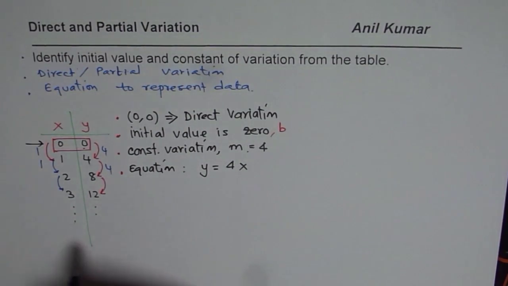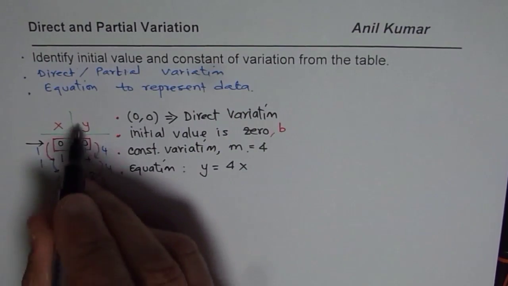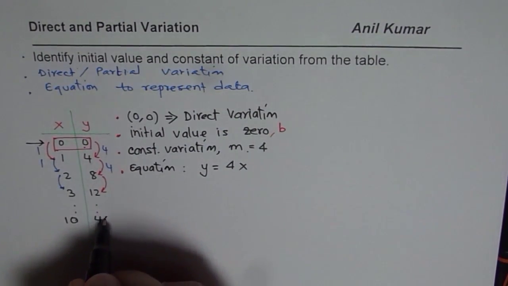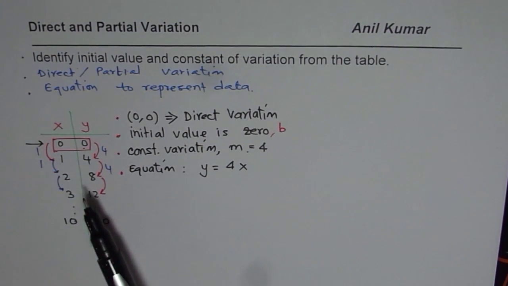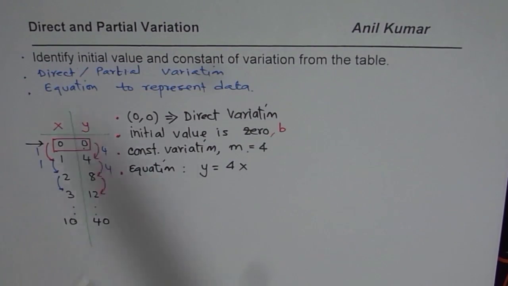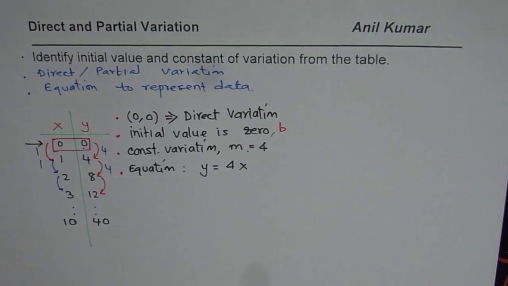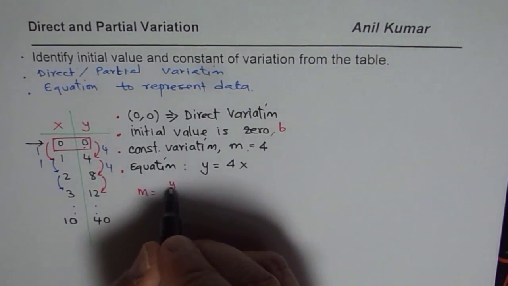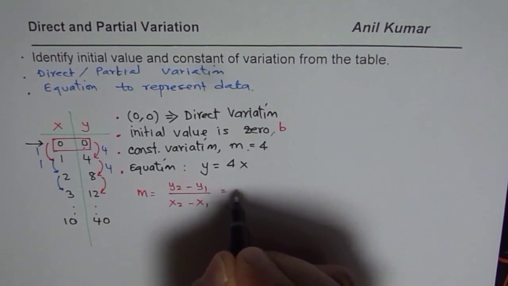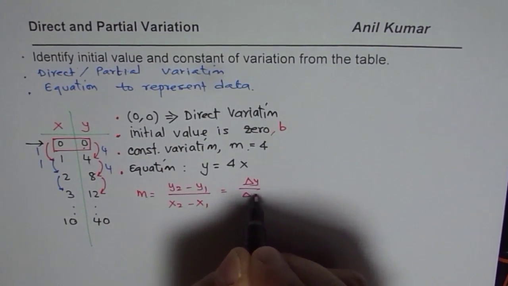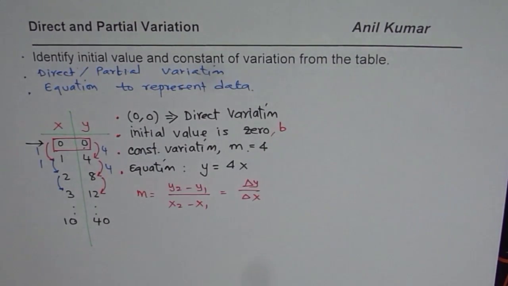Now the equation helps us to find any other value. If I write 10 here, then y should be how much? 4 times 10, that is 40, correct? So I hope with this you understand how from the data we can figure out whether it represents direct variation or partial variation. We can read the initial value. We can also calculate the constant of variation. Now the general formula for constant of variation will be, let me write down here, m equals y2 minus y1 over x2 minus x1. Sometimes we say change in y divided by change in x. That is the constant of variation, right?